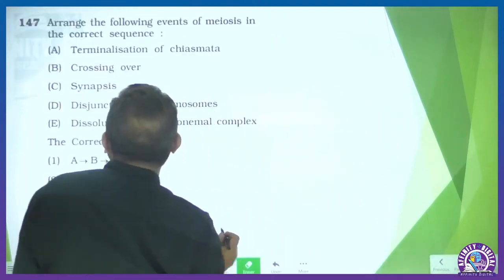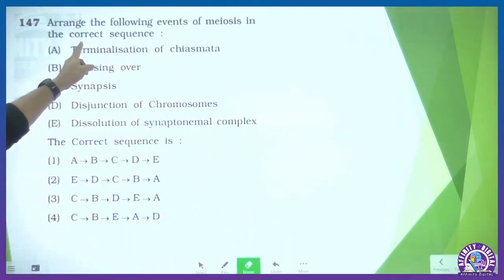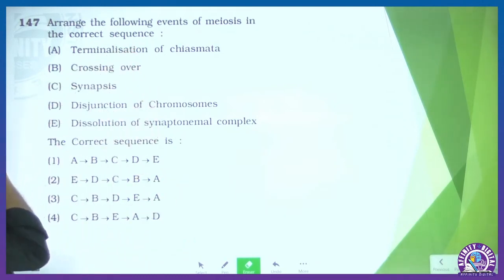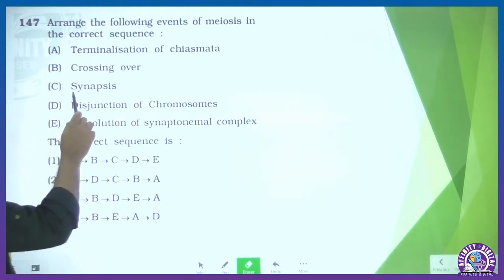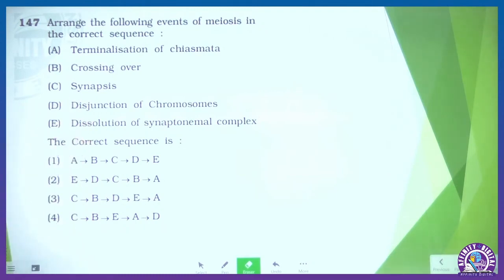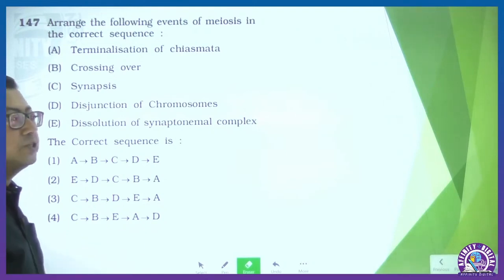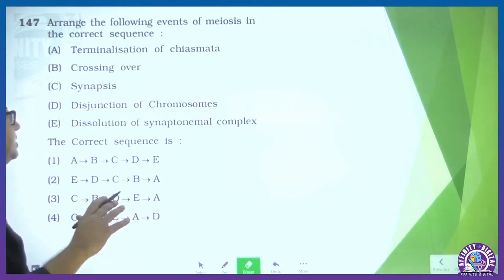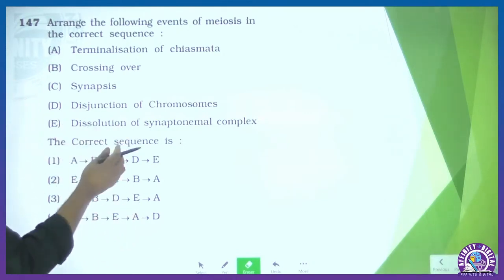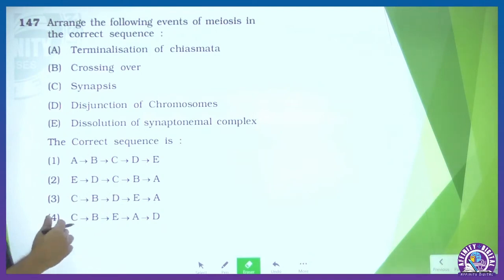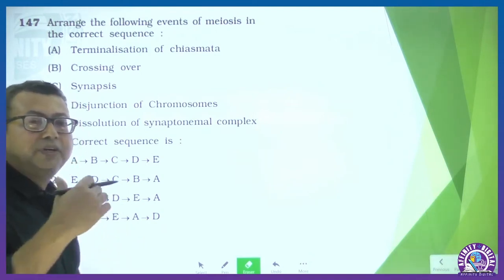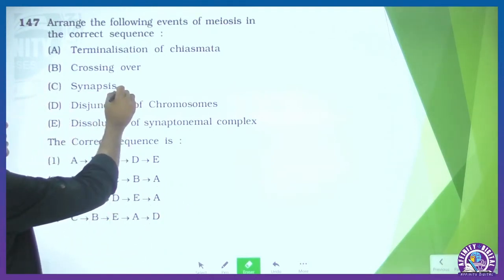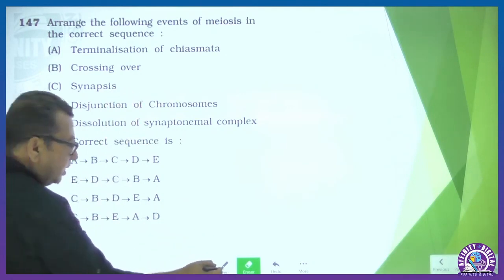Next question is, arrange the following events of meiosis in correct sequence. In meiosis, during prophase 1 of meiosis 1, the first event that occurs is compaction of chromosomal material to form the leptotene chromosome, that first is leptotene. But after leptotene, the next stage is called zygotene. In zygotene, physical pairing of homologous chromosomes occurs. This process is called synapsis. This will be the first event.